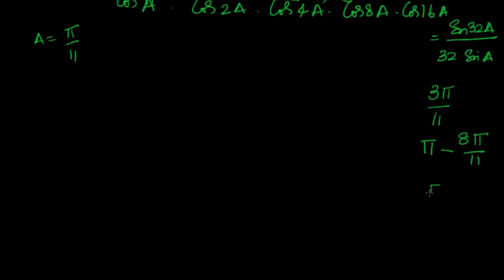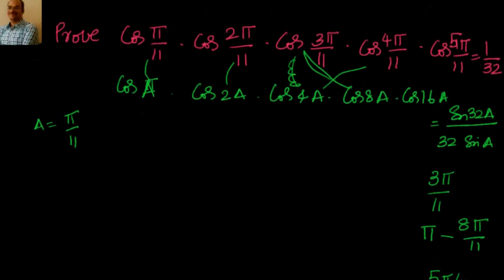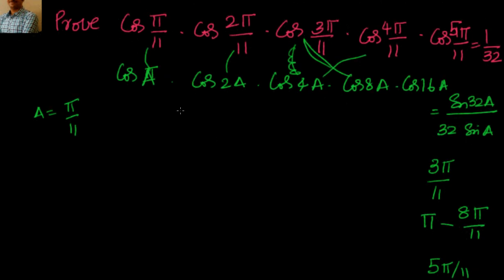Similarly, I can write 5 pi by 11 as pi plus 5 pi by 11. If I can make 3 pi by 11 as pi minus 8 pi by 11 and 5 pi by 11 as pi plus 5 pi by 11, I will get whatever I want. So what I am trying to say here is, I have been given to multiply pi by 11, 2 pi by 11, 3 pi by 11, 4 pi by 11 and 5 pi by 11.